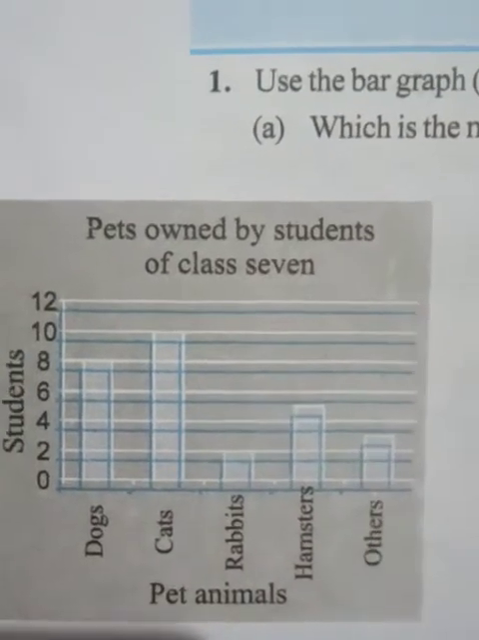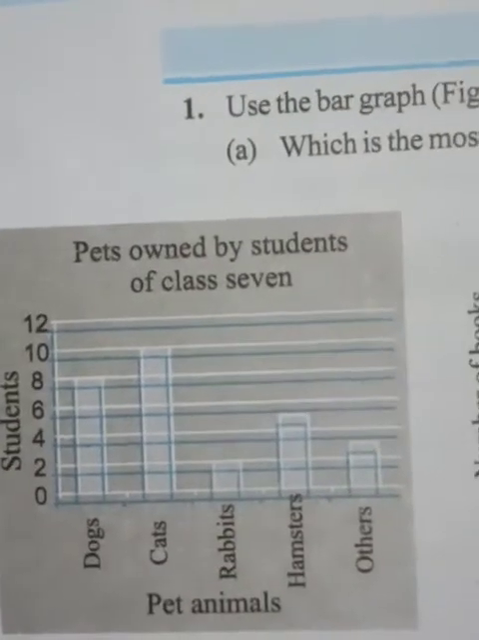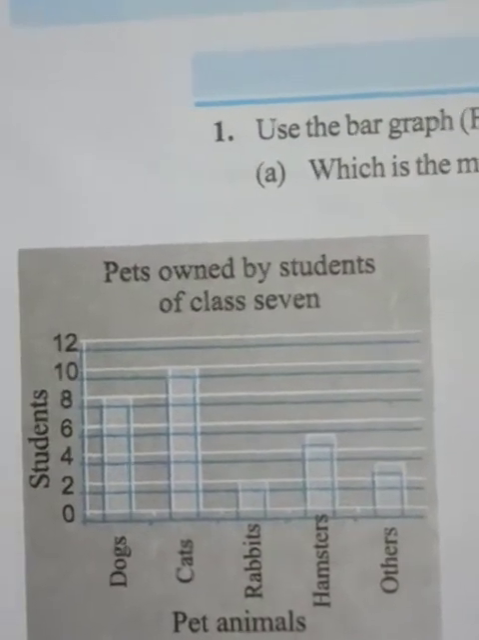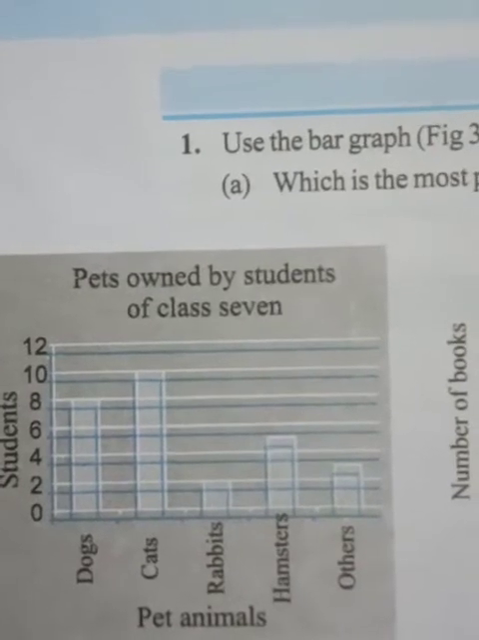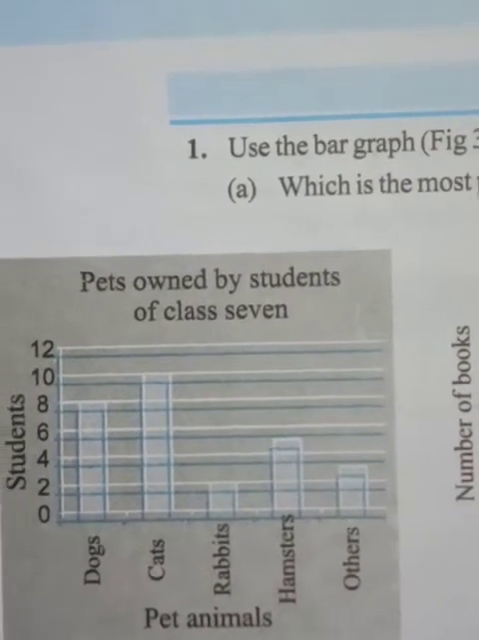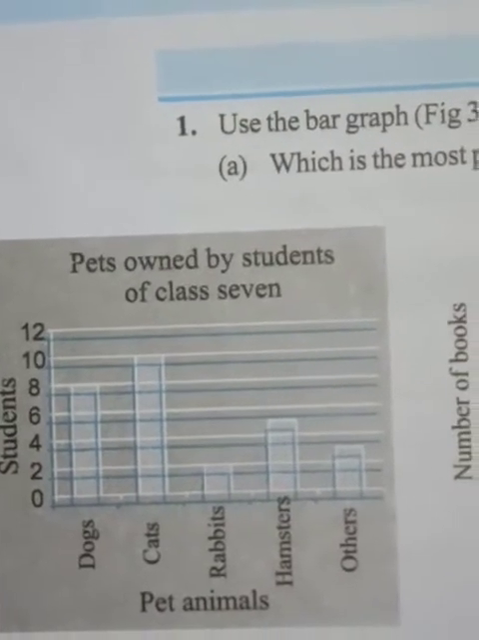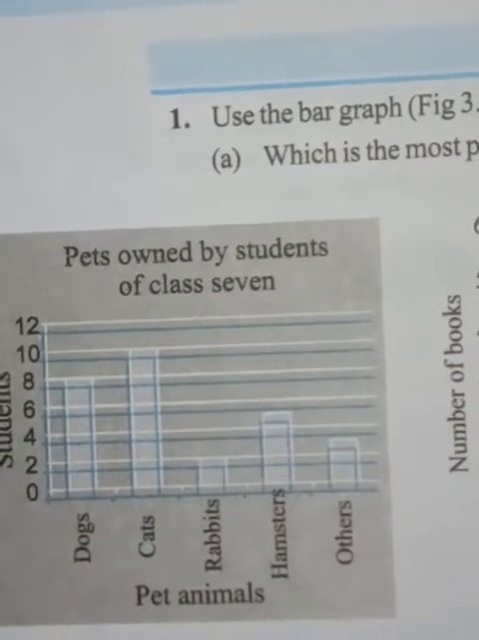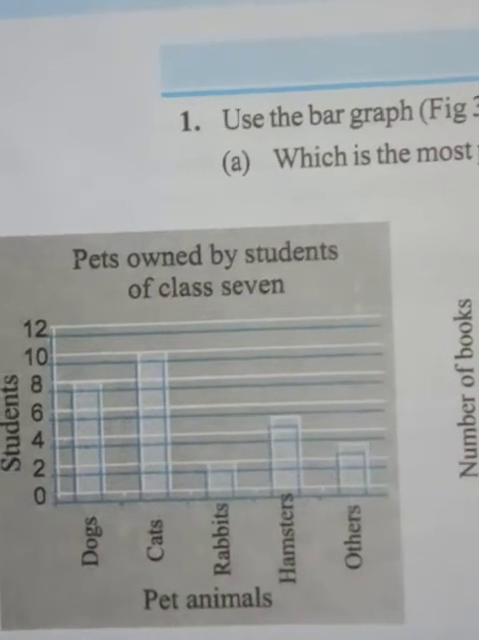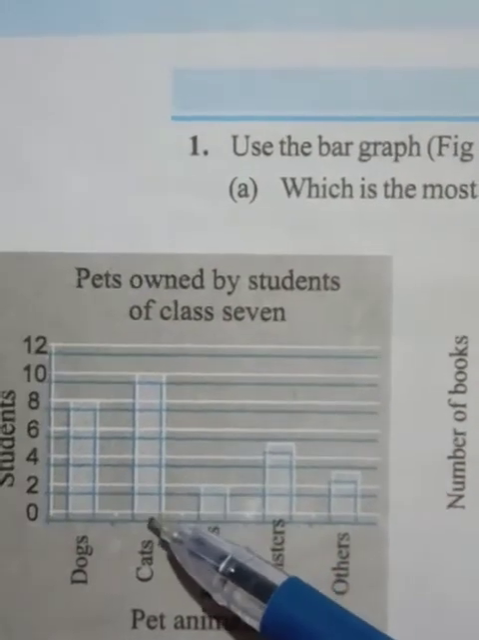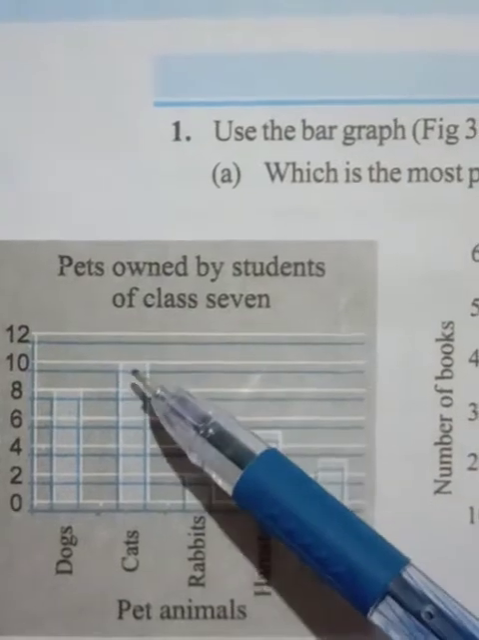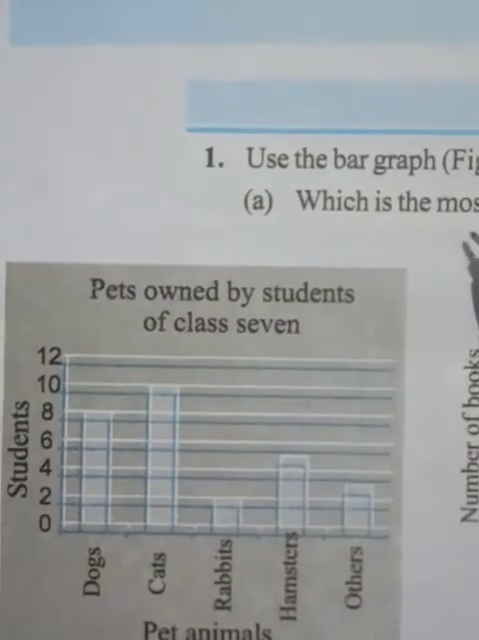Okay, now they have asked which is the most popular pet. That means how many children have the animal as a pet more. Okay, what is the highest quantity of students having the most popular pet? By seeing this graph you come to know that is cat, because how many students have the cat as a pet? That is 10 members, isn't it? Which is the most popular pet? I will write here just the answer.